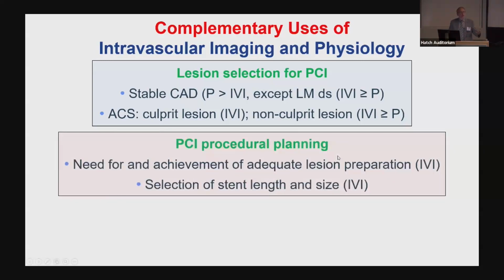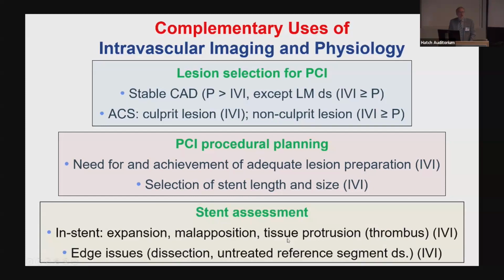Now, once we get into the procedure, we have to plan the PCI. And here now, intravascular imaging is going to be the primary tool we use beyond angiography. So we, one, have to decide which lesions can we just treat and put a stent into, or which do we need that are heavily calcified or thrombotic, that we need so-called lesion preparation techniques to get an optimal result. And intravascular imaging will identify those lesions better than angiography. And then we have to optimally select the best stent size and the best stent length. And again, intravascular imaging will do that.